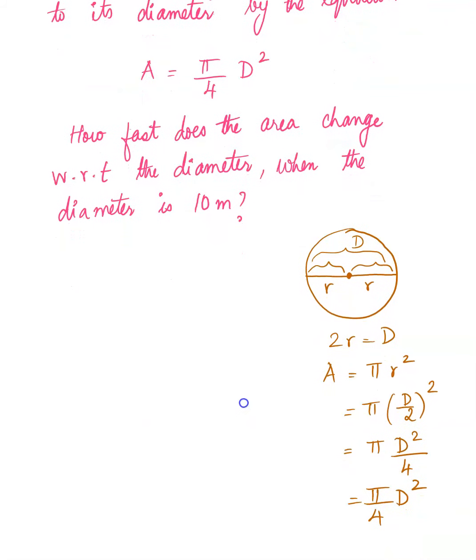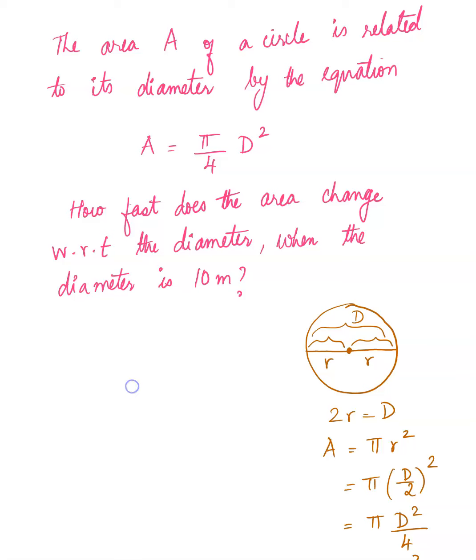It's just derived by replacing the r in your area formula by d over 2. Okay, so that's a quick side story. Now let's come back to the question. How fast does the area change with respect to the diameter when the diameter is 10 meters?